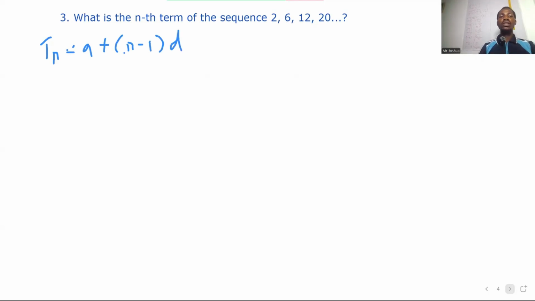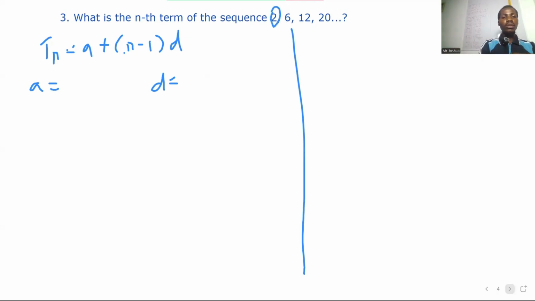So what are the two things we need to solve this question? We need our a, and we need our d. We need our d to find our nth term. So what is our a from this question? Our a is actually 2, which is the first term.